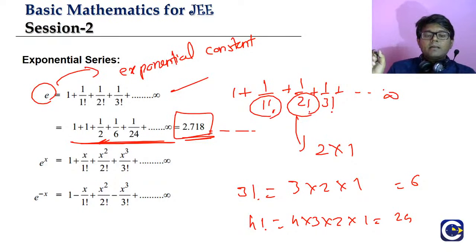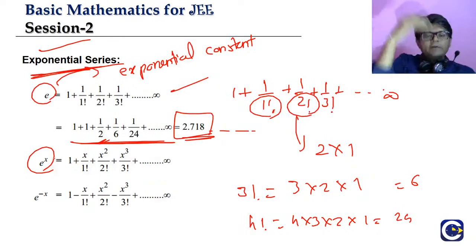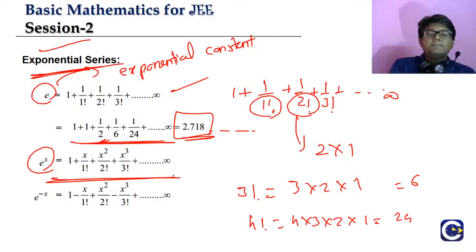2.718. But while we have the e value as such, we also have what we call the exponential series. Exponential series means if you have e to the power x, x can be any number, x can be 2, x can be 3, x can be 4, whatever it is. e power x will be equal to 1 plus x by 1 factorial plus x square by 2 factorial plus x cube by 3 factorial.